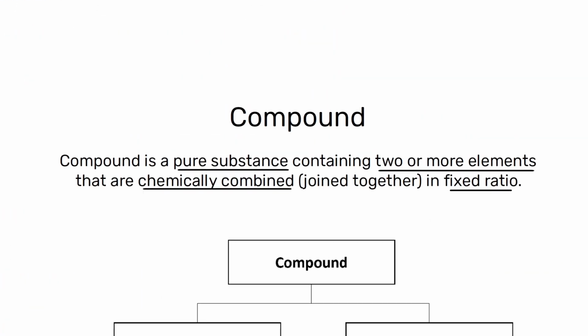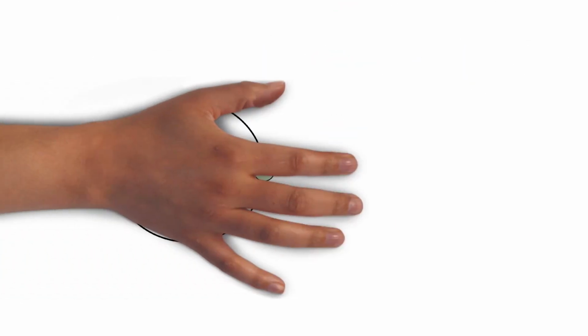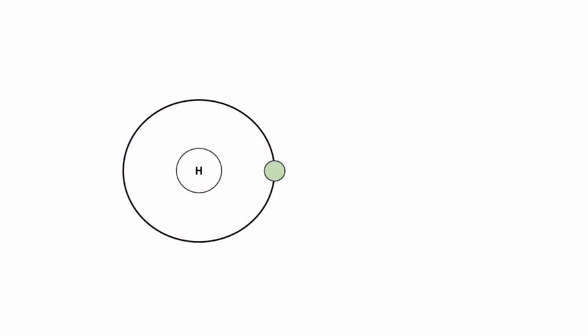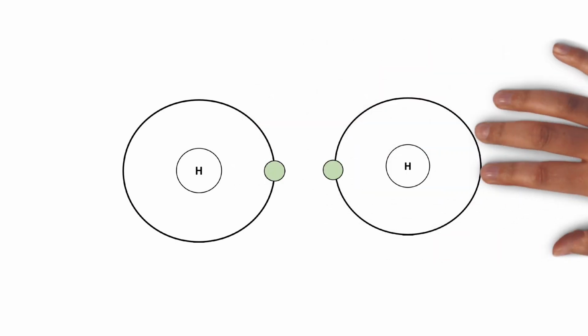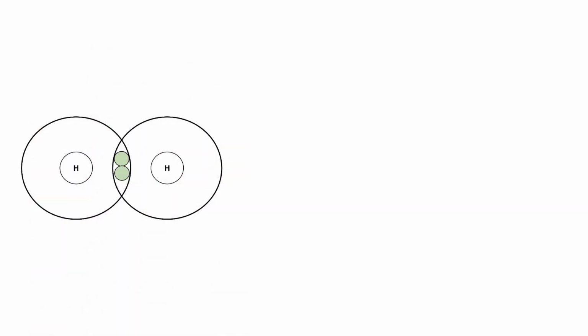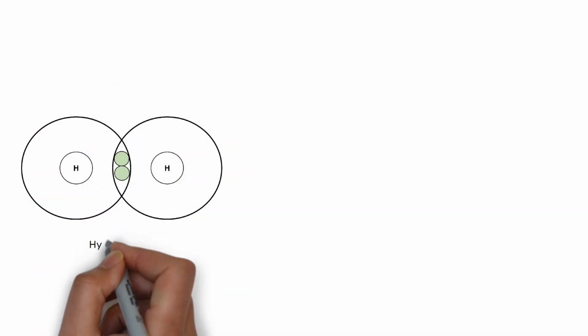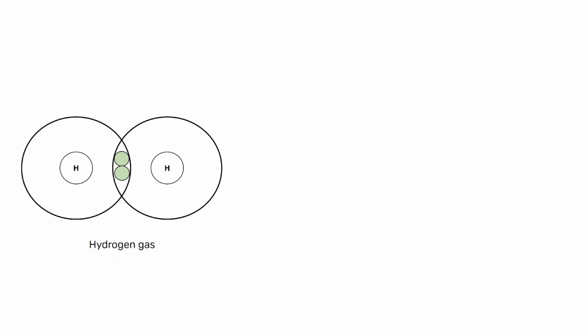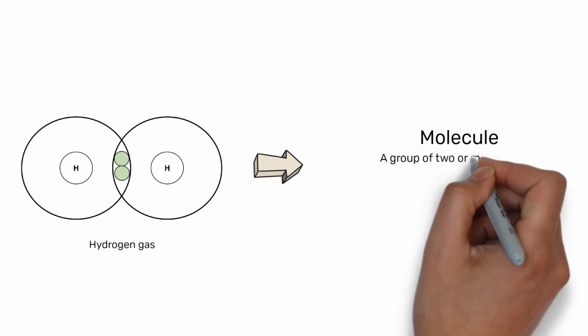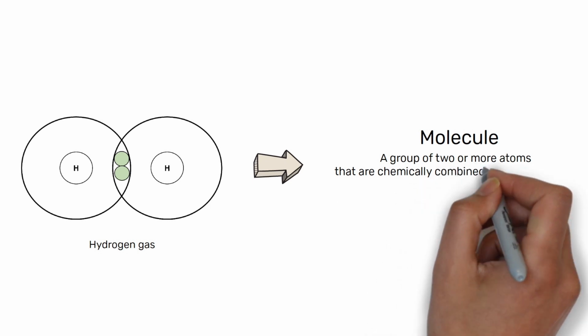So coming back to the definition of compound, which is a pure substance containing 2 or more elements that are chemically combined in fixed ratio. So what happens when it's only a single element? We'll take a look at this example where 2 hydrogen atoms come together, which will form hydrogen gas. And we will classify them as molecule, which is a group of 2 or more atoms that are chemically combined or joined together.